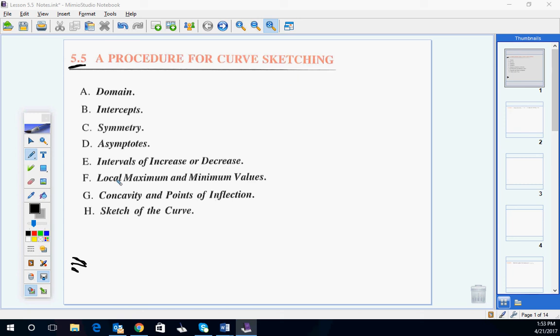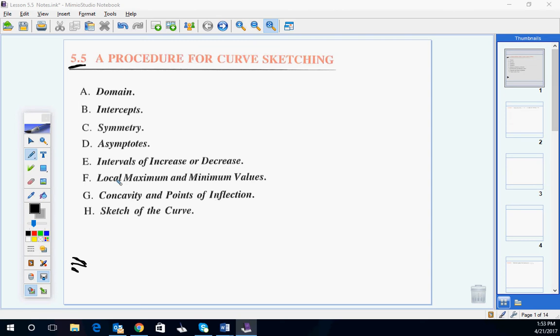5-5 procedure for curve sketching. The procedure we're going to do is find the domain, which will help us understand what my x's can be and where I have asymptotes, those types of things. These will be intertwined a bit, the domains and asymptotes. Intercepts, x and y intercepts, are always nice landmarks.